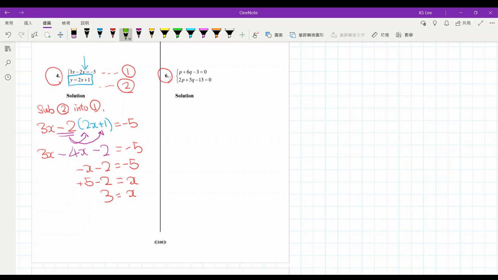Now, it's time for our second substitutions. Which equation should we substitute the 3 into? 1 or 2? I suggest you can substitute into the equation 2 because in equation 2, y is our subject for easier calculation.